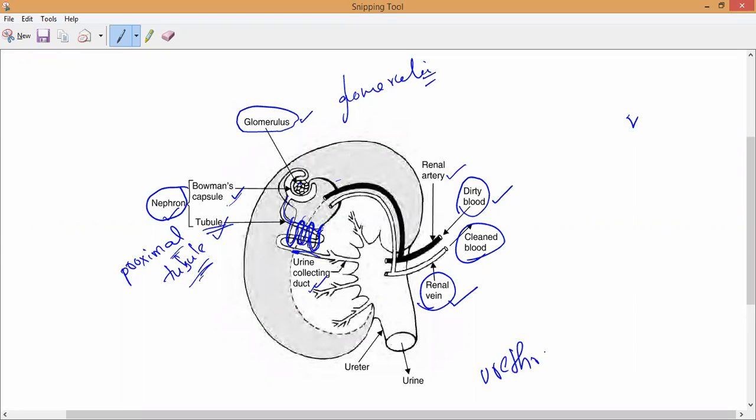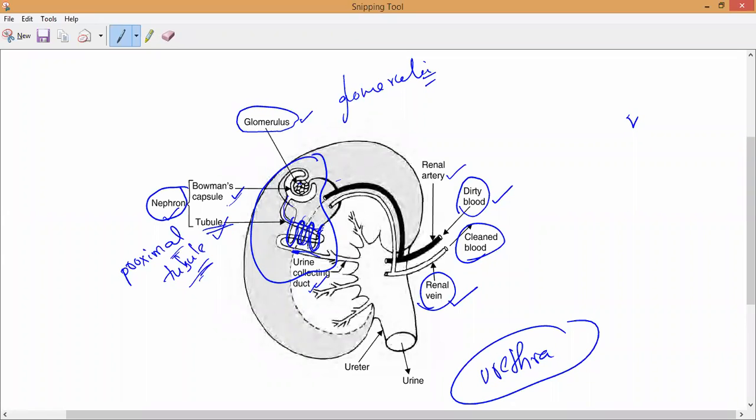So this is what we have studied in the last class. So what is the excretory unit of kidney? What are the excretory units of kidney? Nephrons. Nephrons are called the excretory units of kidney.